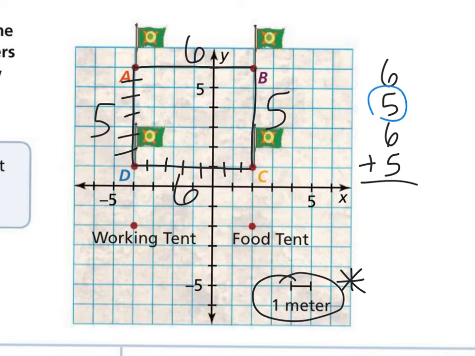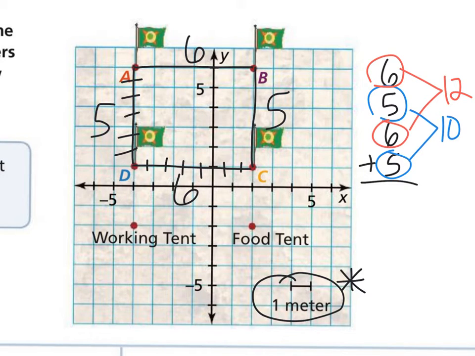When you add, if you want to look for numbers that work well together, called compatible numbers sometimes. So like we know 5 plus 5 is 10, and then 6 plus 6 is 12. And this can get kind of confusing if we're not careful. But anyway, if we add those together, we get a total of 22. So 22 meters would be the perimeter. That would be the amount of rope that they would need.